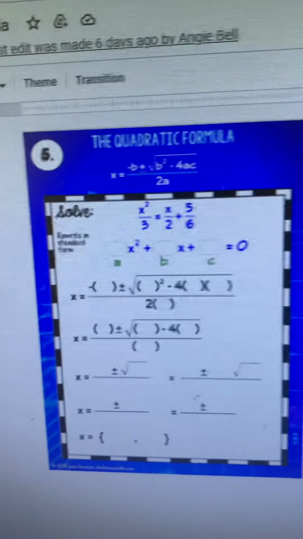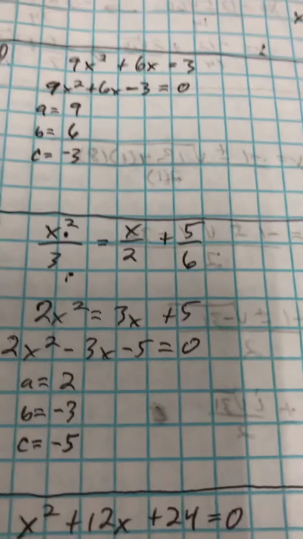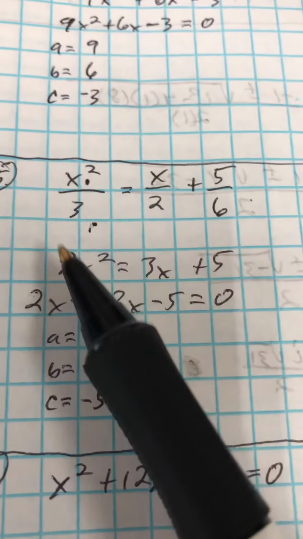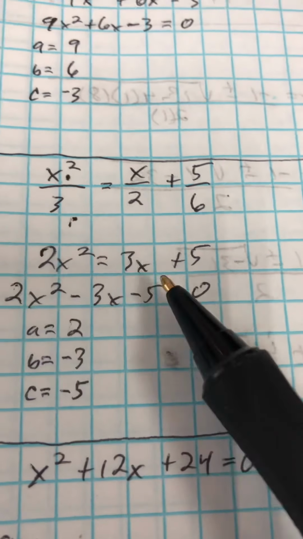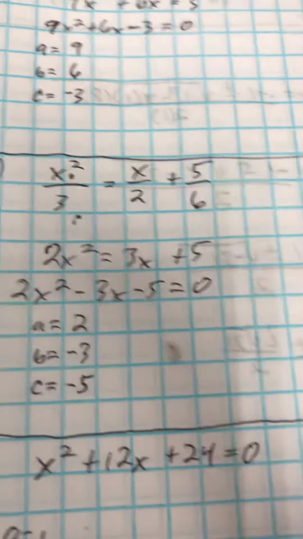Take a look at number 5. That one looks pretty darn ugly. What I'm going to do in number 5 right off the bat is multiply each term by 6. So if I multiply it by 6, I get 2x squared, and I get 3x, and I get 5. That gets rid of all the fractions.